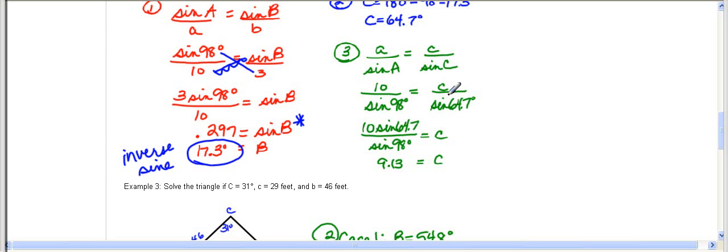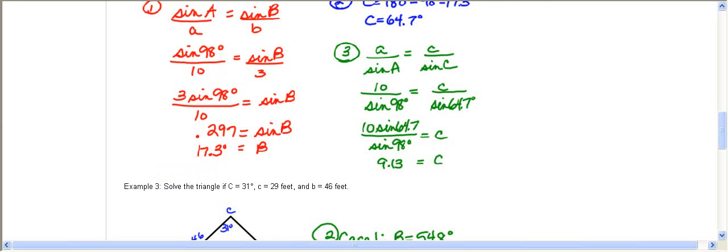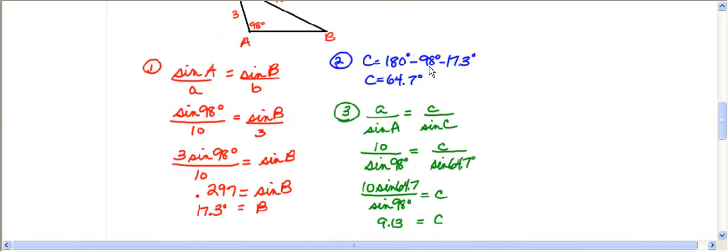Now the other thing we have to do is find out what the measure of angle C is. Well, since we know the measure now of angle A and B, we can subtract from 180, and that will give us a measure of angle C. Right, 180 minus 98 minus 17.36 is equal to 64.7 degrees, so that's the measure of angle C.